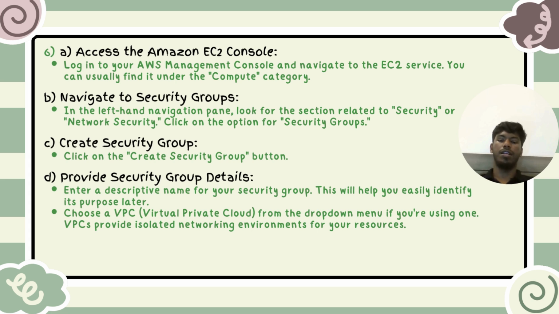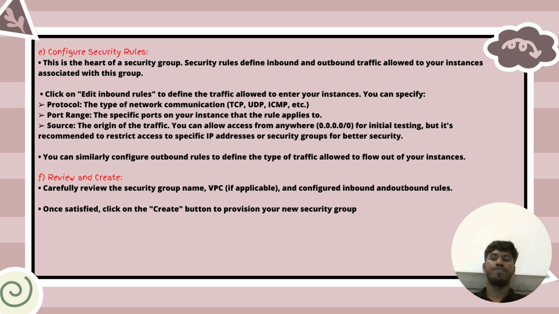Provide security group details. Enter a descriptive name for your security group. Choose a VPC from the drop-down menu if you're using one. VPCs provide isolated networking environments for your resources. Configure security rules. This is the heart of a security group. Security rules define inbound and outbound traffic on the instances associated with this group.